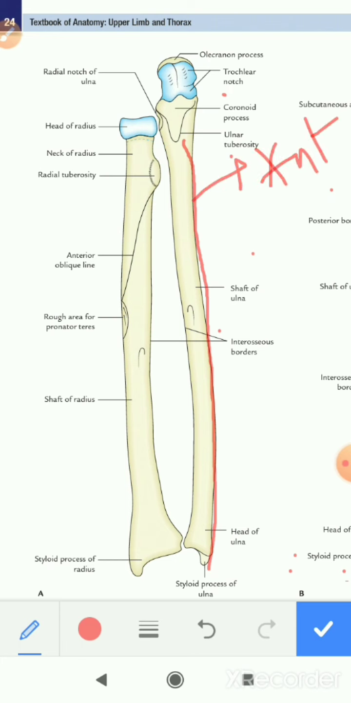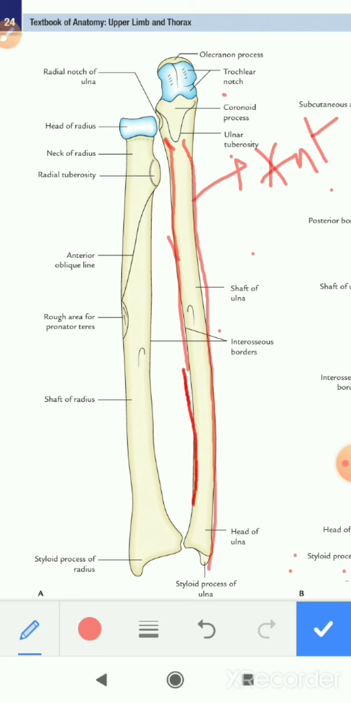Now come to the lateral border. The lateral border is the sharpest border. Above, it is continuous with the supinator crest, and below it is ill-defined. So this one is the lateral border. Below it is not well defined, it is ill defined.